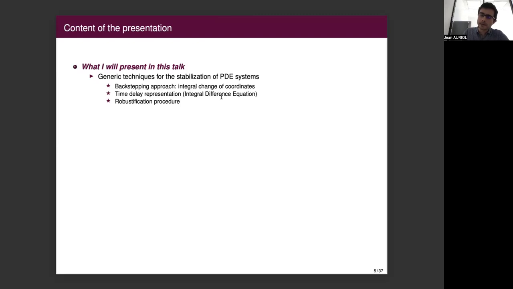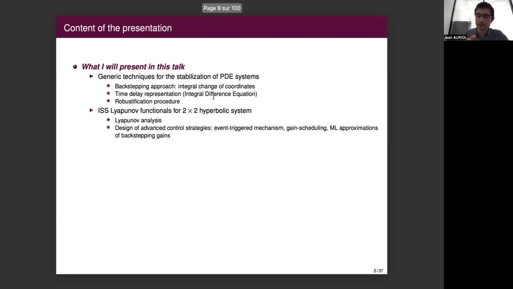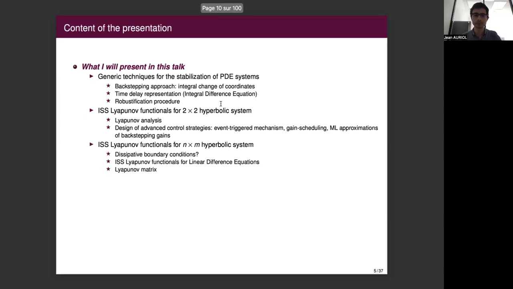Actually, this representation as a time delay system will be crucial when we introduce appropriate ISS functionals. So that's why I want to spend time on this point. Then I will focus on the ISS Lyapunov functionals for 2x2 hyperbolic systems and recall the well-known Lyapunov analysis, but then show how this tool can be used to design advanced control strategies such as event-trigger mechanisms, gain scheduling, or machine learning approximation of backstepping gains.